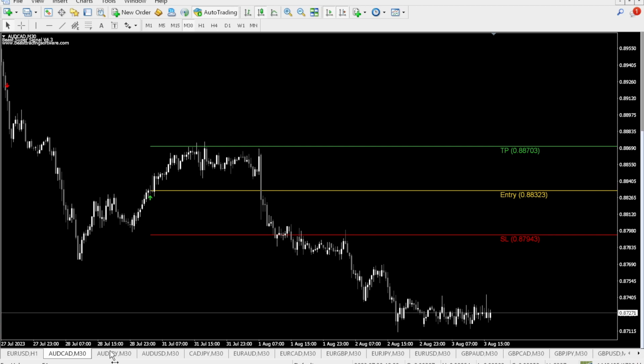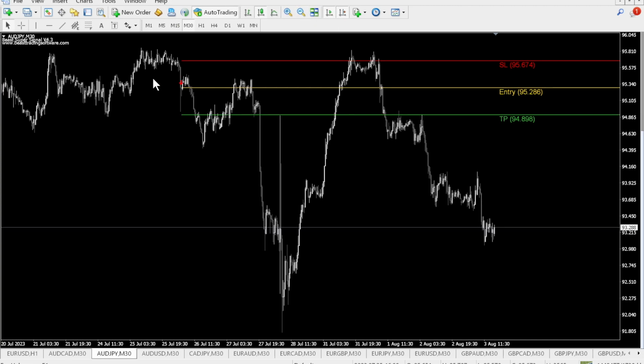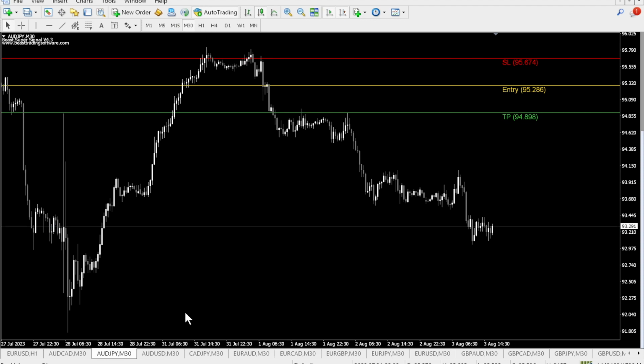Okay, moving on, we have the Australian dollar and Japanese yen. Actually, there hasn't been anything recently on this pair. Let's go back a bit more. Going back towards the end of July, there was a sell and this was a win. So not much action on this pair, but there has been action on the other pairs, so that does help balance things out.